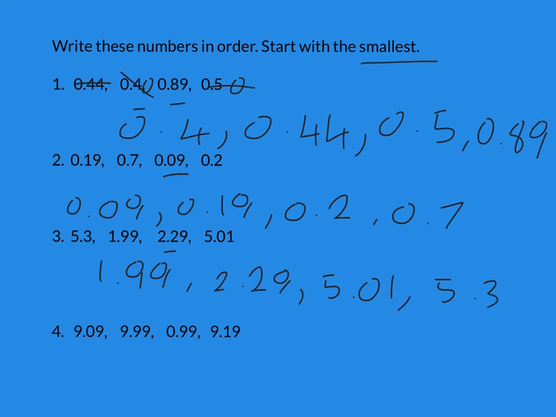Okay, so this is quite a tricky one, the last one. But if I look at 0.99, it doesn't have any units, so it is the smallest. Then the next smallest is 9.09, because it doesn't have any tenths. 9.19, and then the greatest then is 9.99.